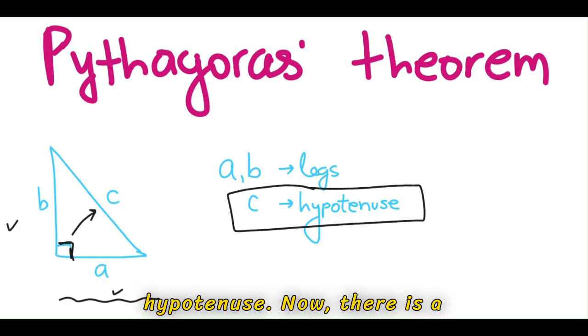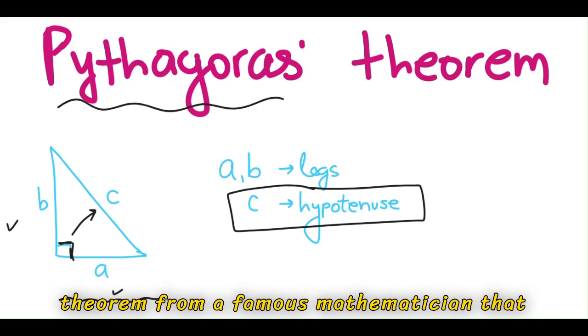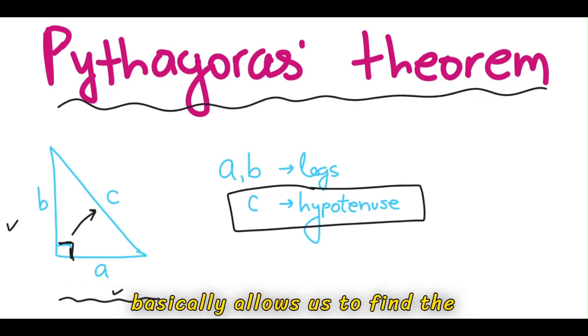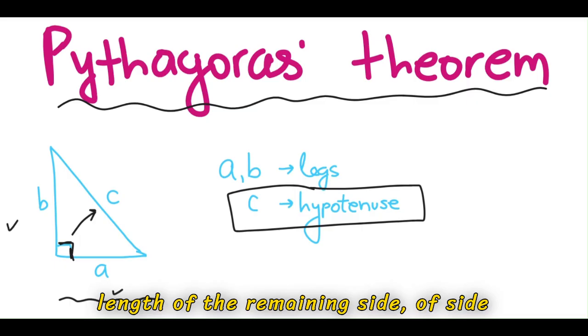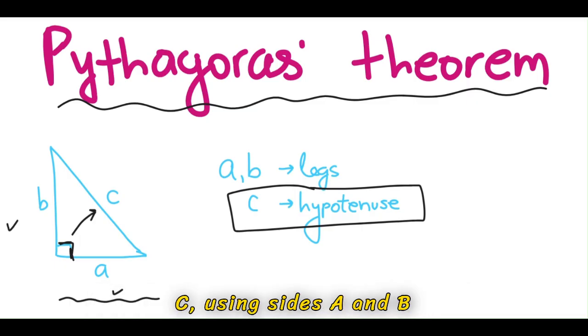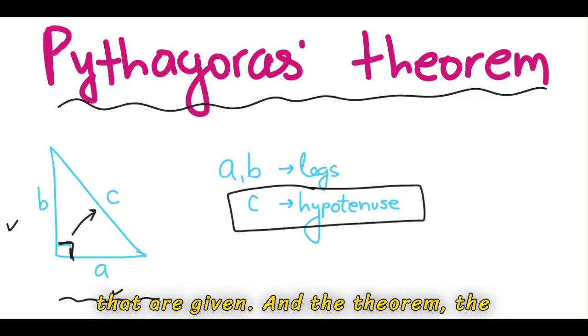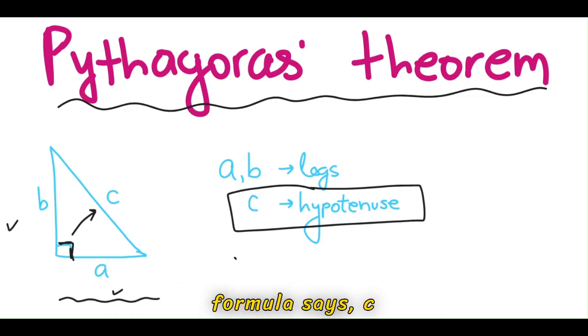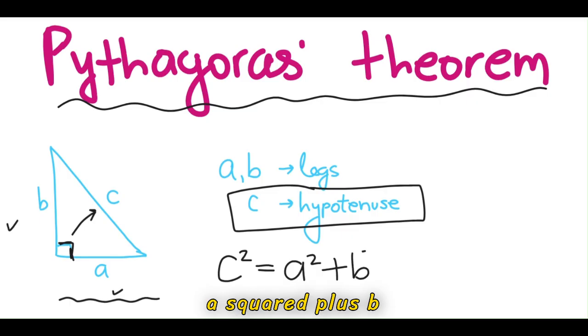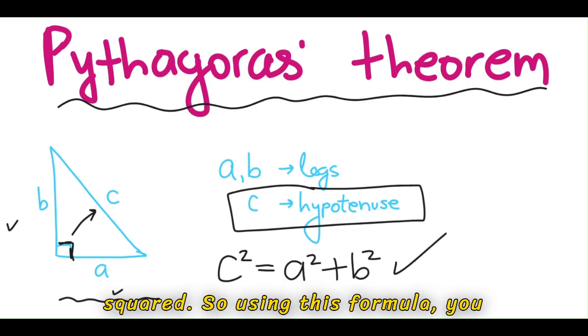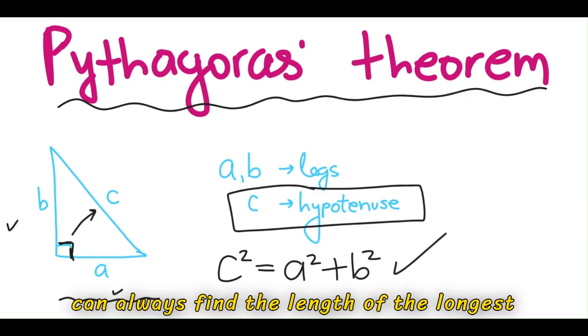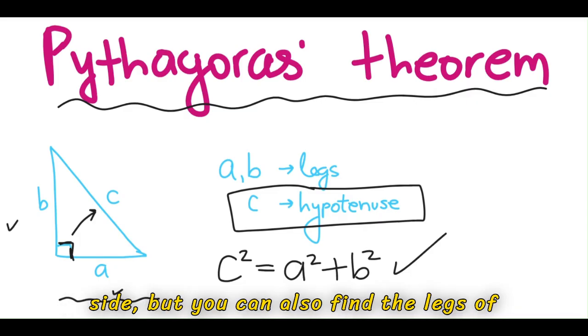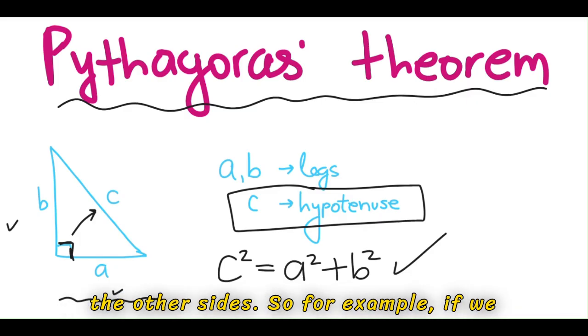Now, there is a theorem from a famous mathematician that basically allows us to find the length of the remaining side, side C, using sides A and B that are given. And the theorem, the formula says C squared is equal to A squared plus B squared. So using this formula, you can always find the length of the longest side, but you can also find the legs of the other sides.